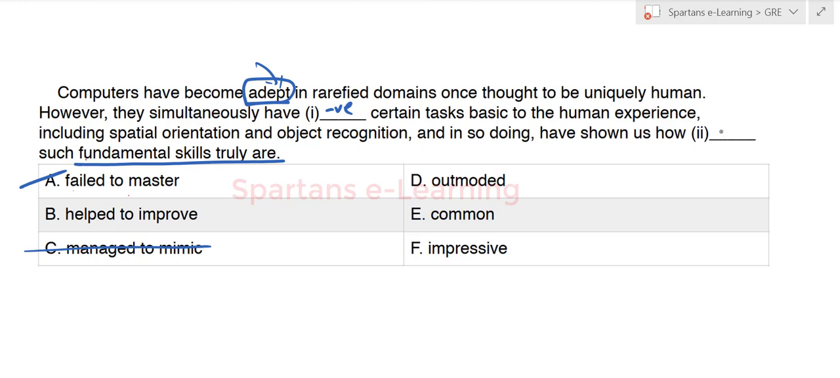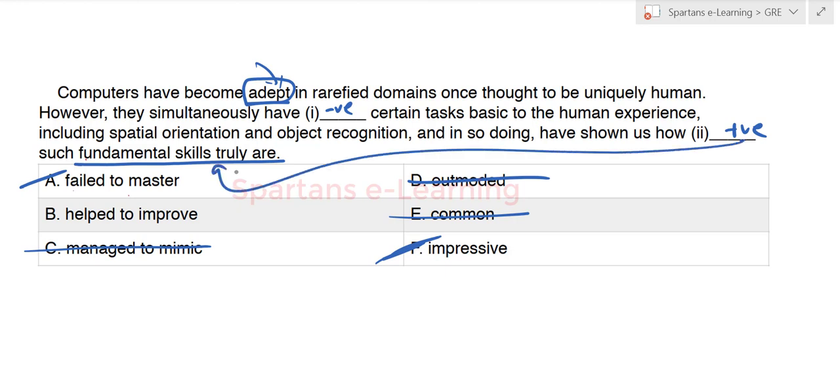Okay, we should get something like wonderful, because impressive. I told you here you should get a positive term. Outmoded actually means outdated. This is a negative term here. Common is not a related term here, right? Common is out of context again, so your answer will be impressive. This blank actually defines how fundamental skills truly are. Okay, that's how you need to answer this.